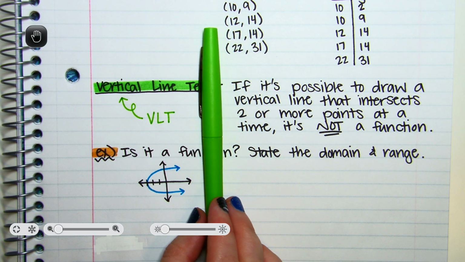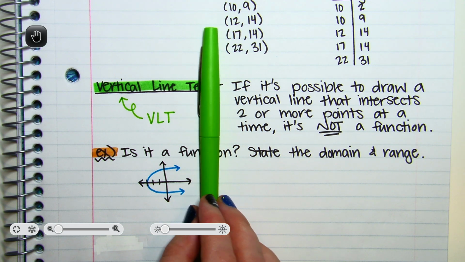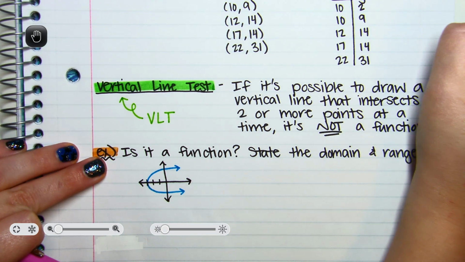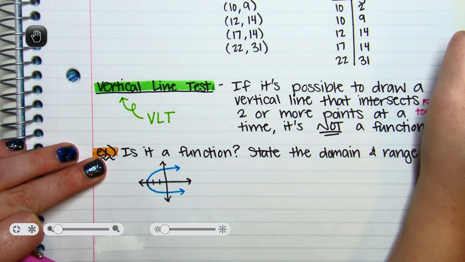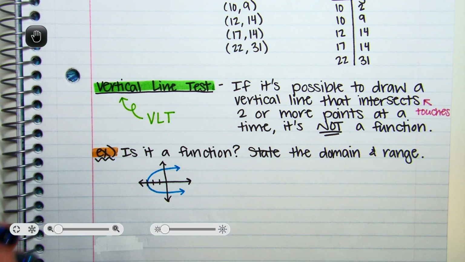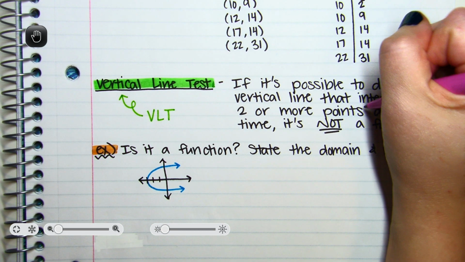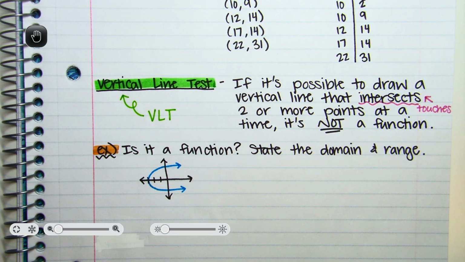if it's possible to draw a vertical line that intersects 2 or more points at a time, it is not a function. Now remember, intersects means touches. So if it touches the graph at more than 1 point at a time, it is not a function. I'll underline that so you know that's the word I'm referring to.